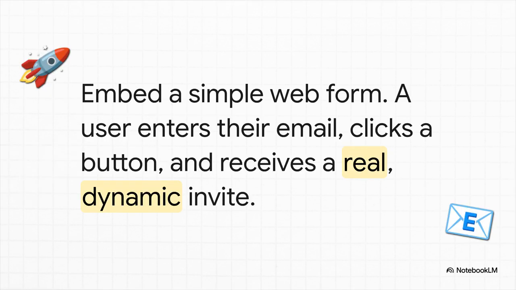So let's look at that first one, which the source calls the killer app for replacing that old button. You can just create a simple little landing page or even an embeddable box on your site. A user types in their email, clicks subscribe, and boom, a real dynamic calendar invitation lands in their inbox. And just like that, you've captured a lead and you know their calendar status.